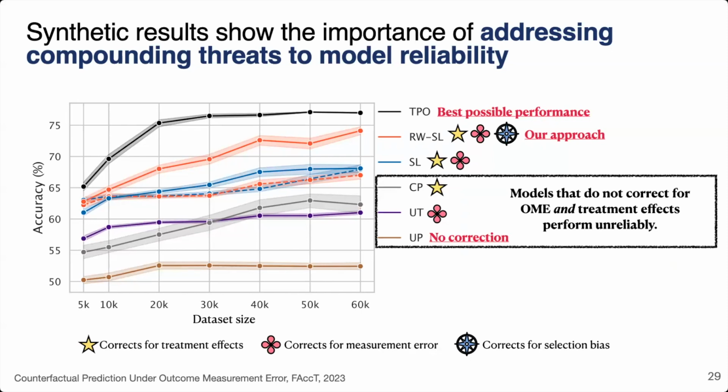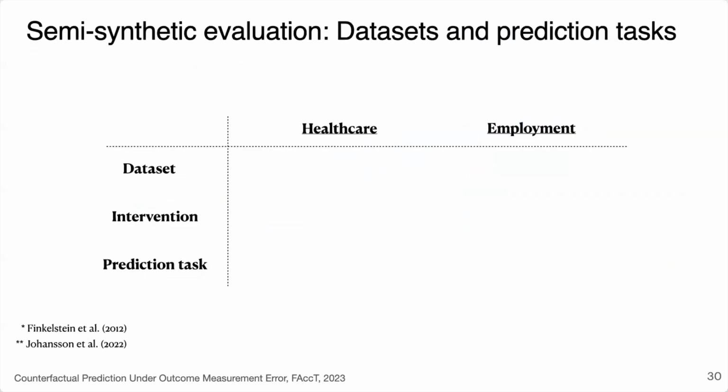However, this is really on a synthetic setup, so it's not actually getting at how models are performing when they're deployed in more realistic real-world conditions. So to get at this question more directly, we'll now develop a semi-synthetic evaluation in which we can actually use data from real-world randomized controlled trials. So we use two data sets. The first one is from healthcare, and the second is from the employment domain.